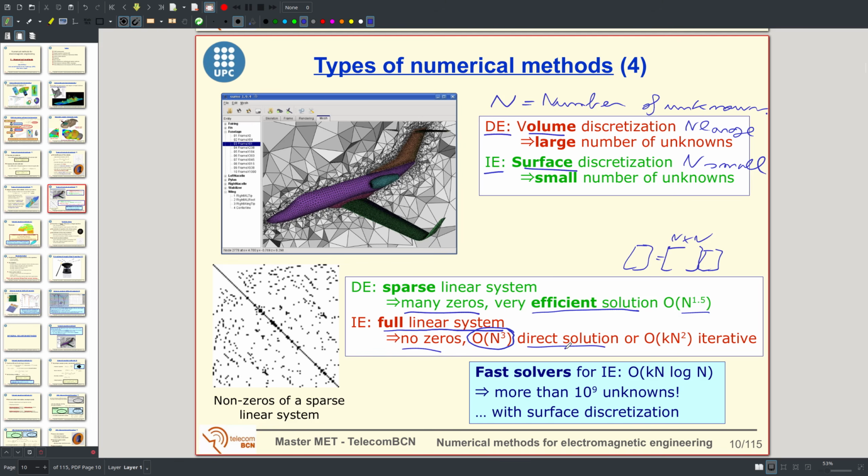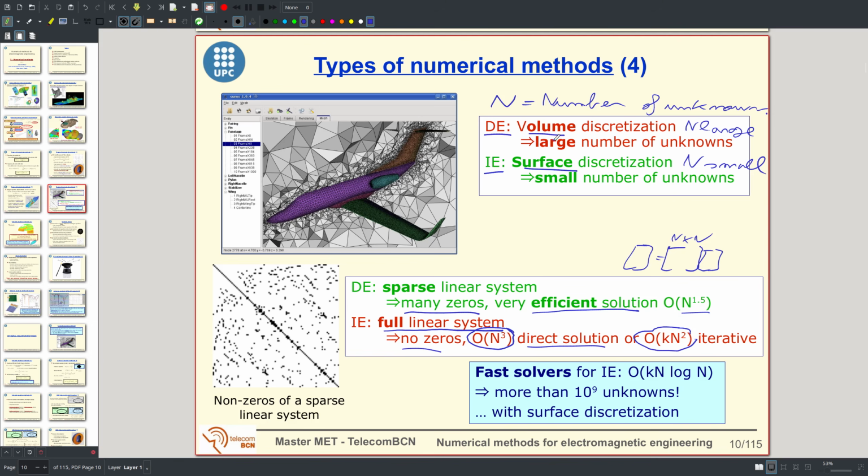If you use a direct solution like, for example, Gauss elimination method or LU decomposition or whatever, and if you use an iterative method, you need a number of iterations, which is k times n squared, but the number of iterations grows with n, so you go close to n to 3 operations to solve the linear system. So it is much faster to solve a sparse linear system than a full linear system. So there is a balance.